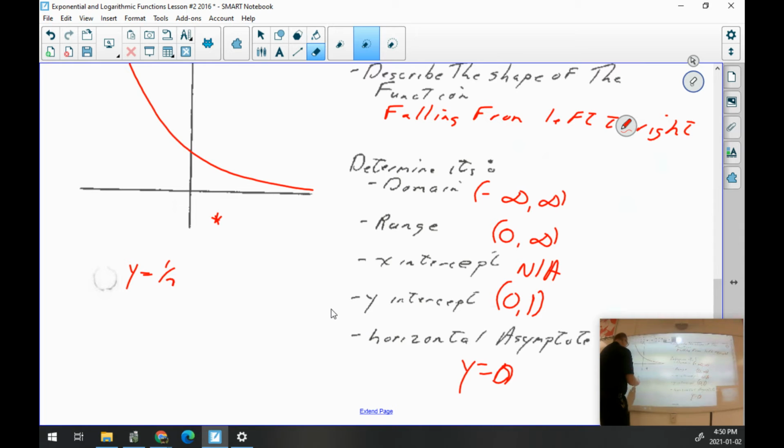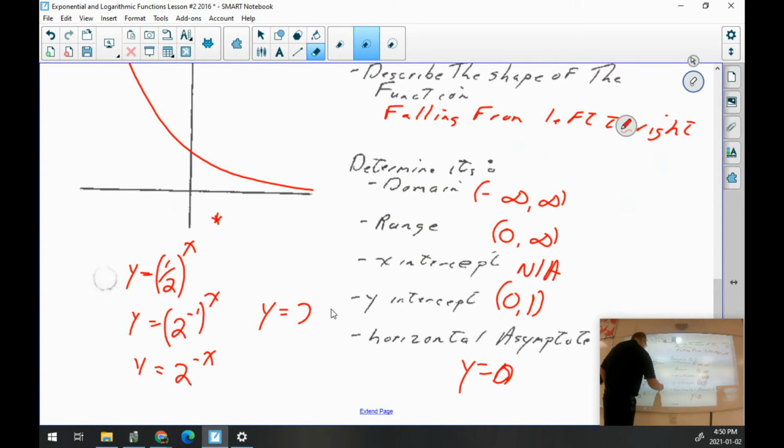Well, if I'm going to start with this one, (1/2)^x, I can write 1/2 as 2 to the power of -1. So when I compare this to our original function y = 2^x, I've replaced the x with a negative x. Going back to our transformations unit, that is your definition of a horizontal reflection. We flip this graph around the line x = 0, or the y-axis.